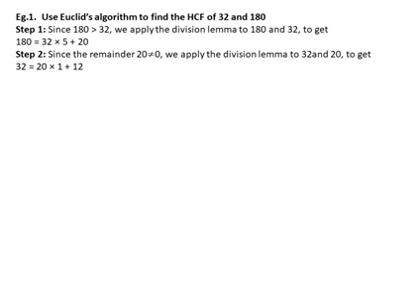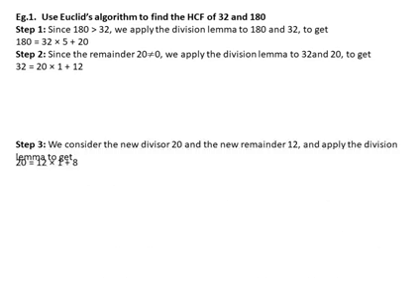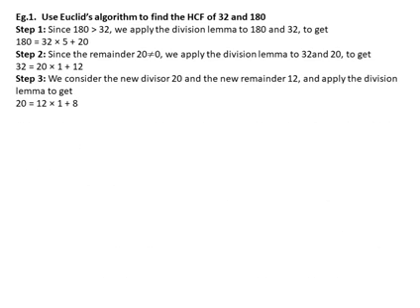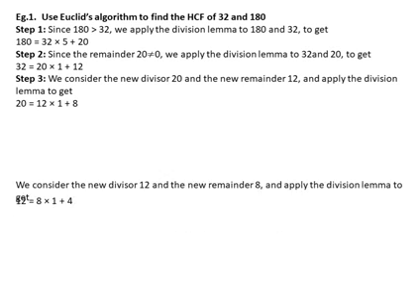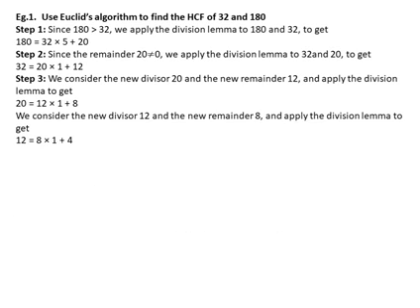Again the remainder is not equal to 0. We need to find the Euclid division lemma for the numbers 20 and 12. So 20 is equal to 12 into 1 plus 8. Now again we are not getting the remainder 0. We have to follow the same process. Then 12 is equal to 8 into 1 plus 4. Now the remainder is 4.